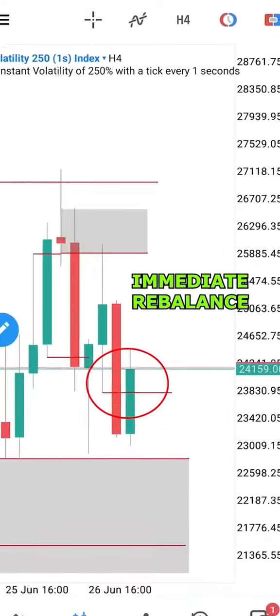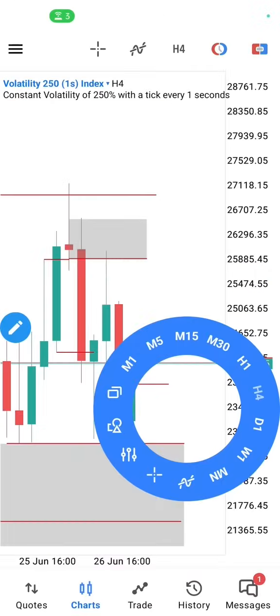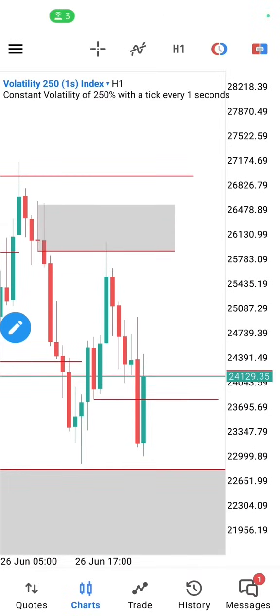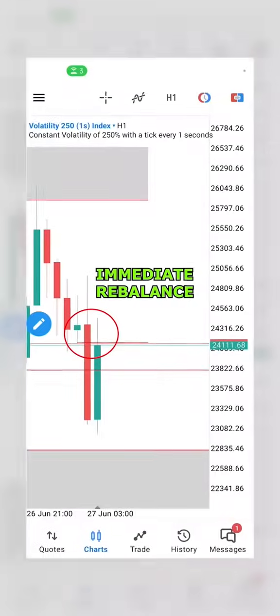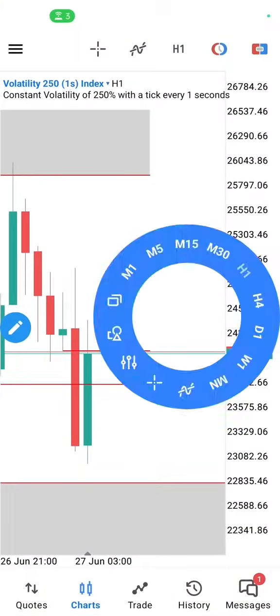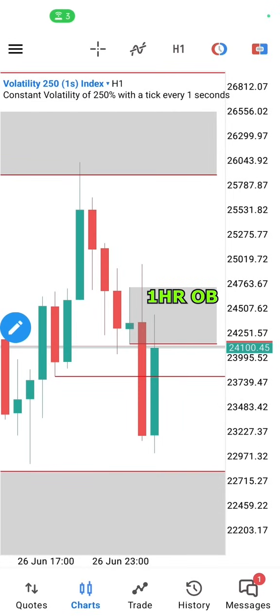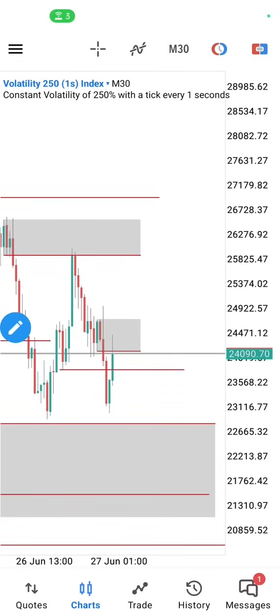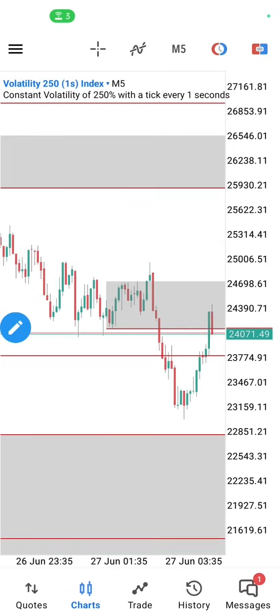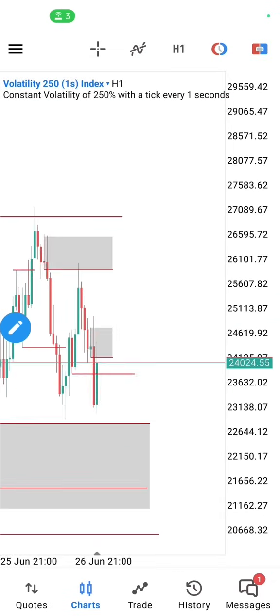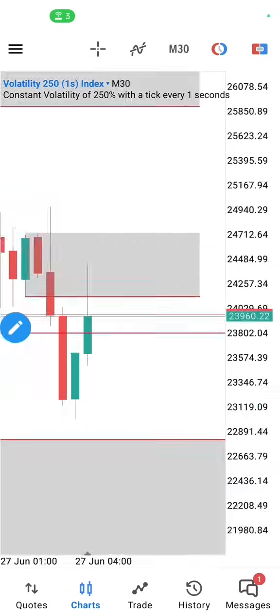And we can tell that the price did an immediate rebalance on the 4 hour there, and when we zoom into the 1 hour, it also did the same thing by forming another immediate rebalance. So it's an immediate rebalance inside of an immediate rebalance while it hit the 1 hour order block. So price is to launch down, but I don't think it's going to plunge down from there.